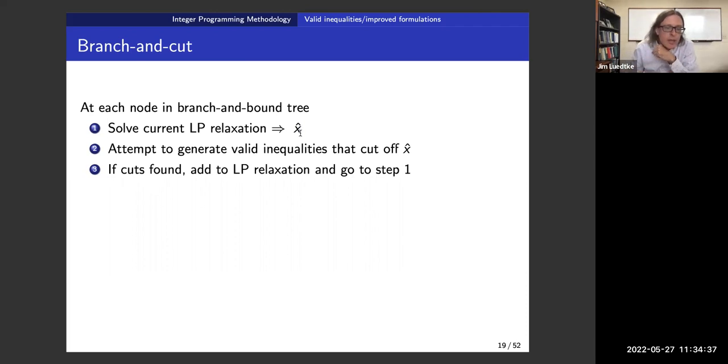The next thing you would do, again at a node in the branch and bound tree, is solve what's known as a separation problem, where I try to find valid inequalities that would cut off that solution x hat. If I can find those valid inequalities, then I add them to the LP relaxation and resolve it. I hope that my bound gets increased from having done that, and then maybe there's a chance I can prune that node. That's the process, and you might repeat this at any node in the branch and bound tree.